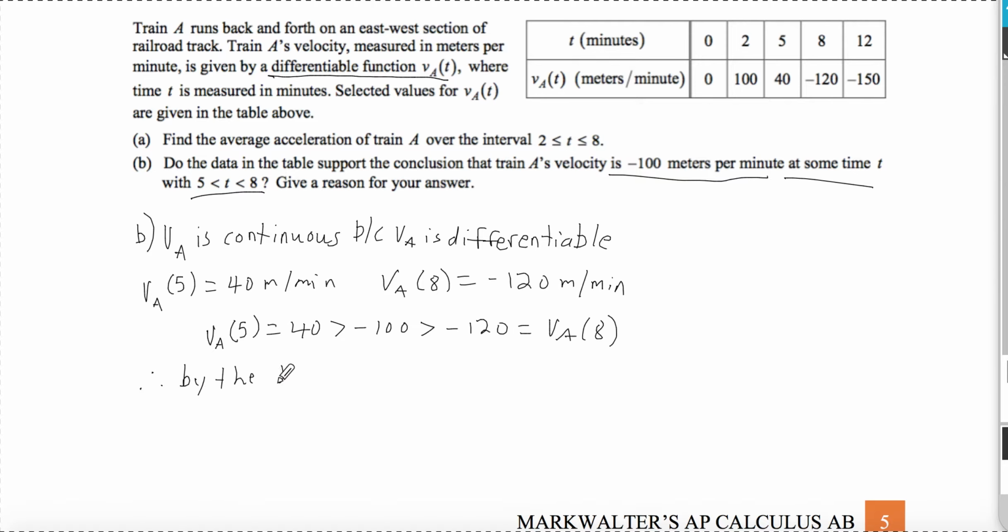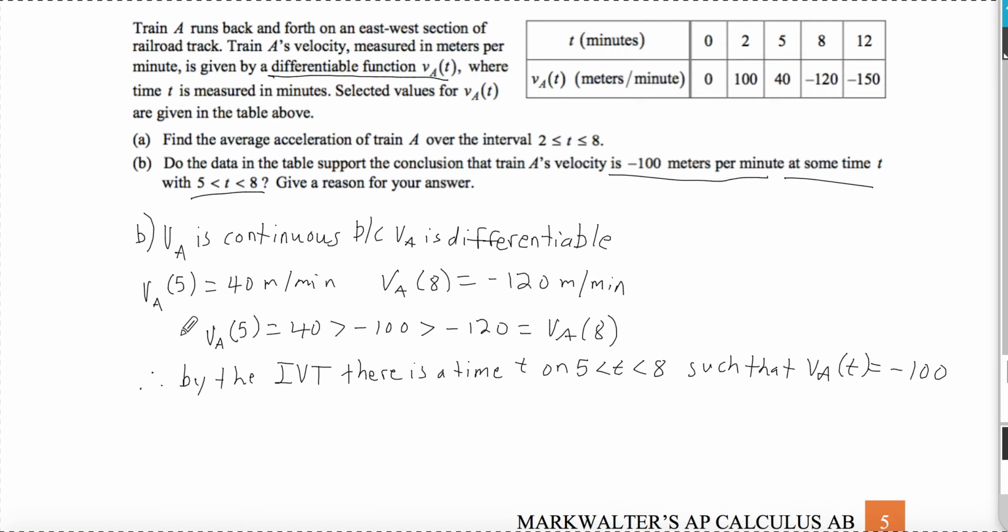by the IVT, there is a time t on 5 is less than t is less than 8, such that V sub a of t is negative 100.